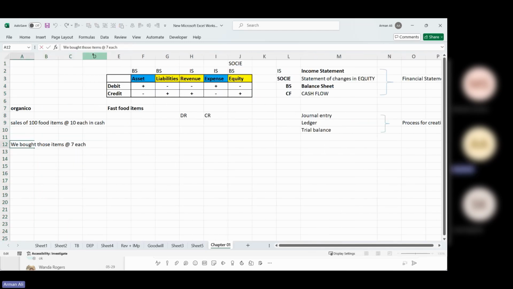And we bought these items in cash. So the first thing we need to understand is what is going on over here. There are two things, and as I discussed before, each transaction would comprise two legs, which means two things would be happening. It could be more than two, but there would be at least two things that we have to identify.